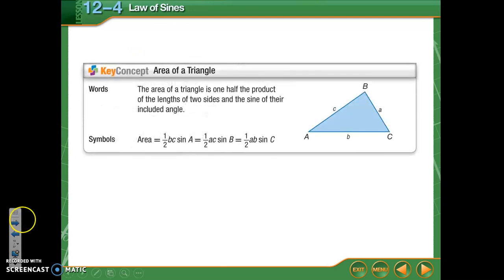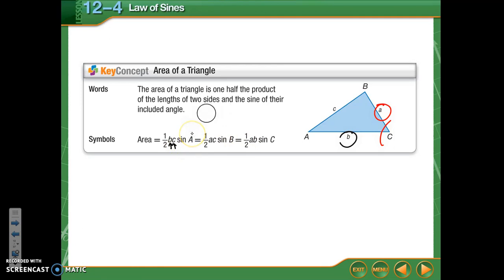So here is our first concept for this section, which is the area of a triangle. This is a new formula for the area of a triangle. The area is 1/2, and I take one side times another side, so two adjacent sides, and then times the sine of the angle, but the angle has to be the angle that is included between those two sides. So for example, if I know side B and side C, I have to use the sine of angle A. If I know side B and side A, I have to use angle C because C is included between sides A and B.